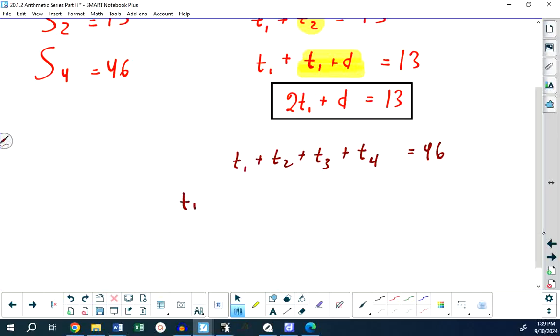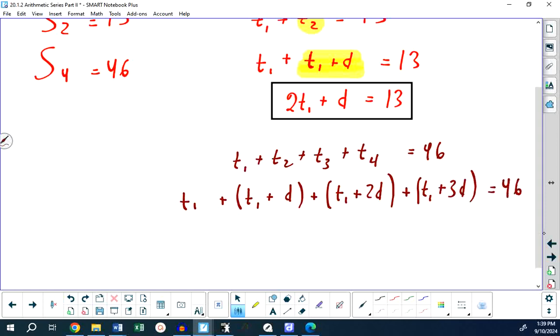The first term plus, here's the second term. That's the second term. Plus the third term. Third term is the first term plus 2 common differences. So what I'm doing is I'm building formulas that only have T1s and Ds in them. The fourth term is the first term plus 3 common differences. And this has to be 46.